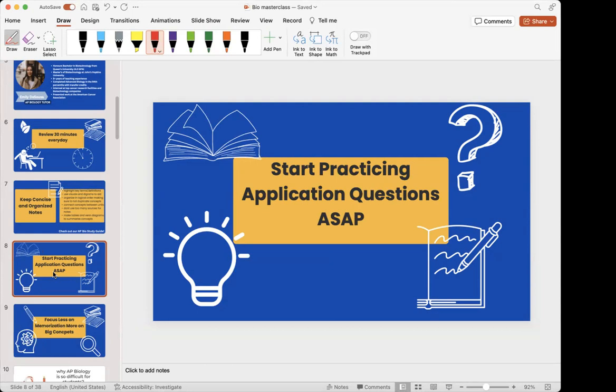So what we do in our program is, after every unit, we look at application questions for that unit. What that does is it allows you to start working on the strategies to tackle application questions, getting you used to the wording that they use and the way that they're going to lay them out, because it's something that takes a lot of time to practice and to understand.